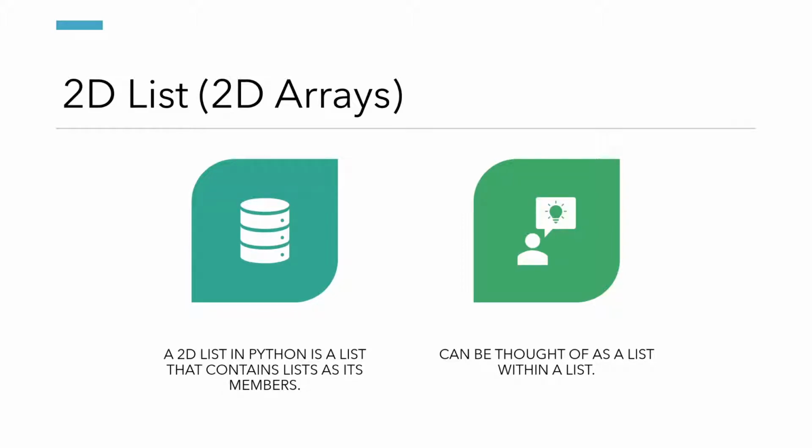These are called 2D lists or 2D arrays. Lists and arrays pretty much mean the exact same thing. In Python, you almost always refer to them as lists. In other languages, you'll probably refer to them as arrays, but they essentially mean the same thing. So a 2D list in Python is just a list that, as its members, contains lists. You can think of it as a list within a list, or a list of lists. That's all a 2D list is.